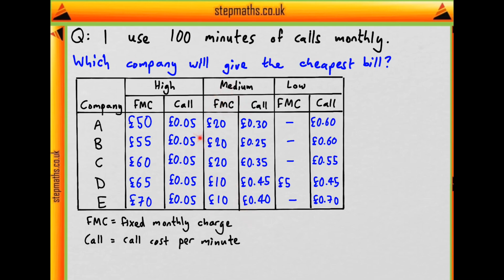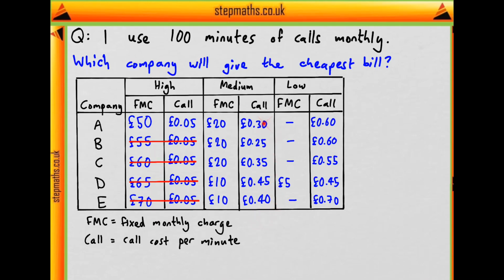Well, if we look at each section, so the high user tariffs, we have a call cost of 5 pence per minute for each of them. And so naturally, we're going to choose the one with the cheapest fixed monthly cost. And so there's no need to pay more per month when we're paying the same per minute. So let's get rid of all these above 50.